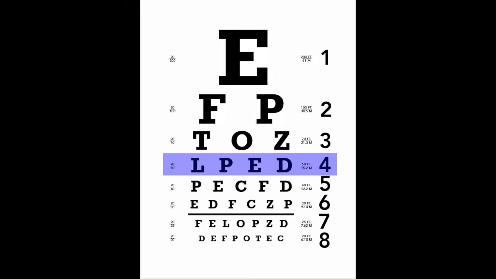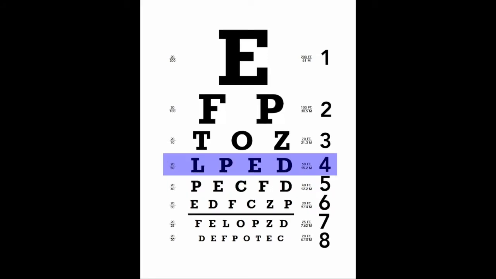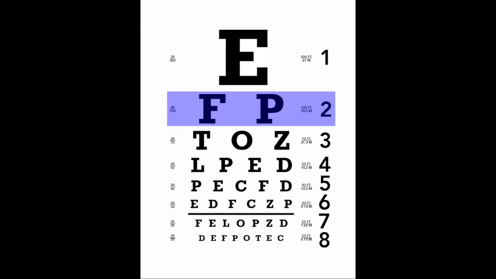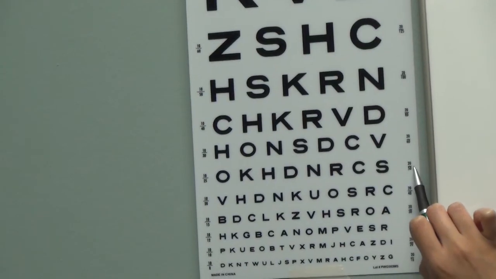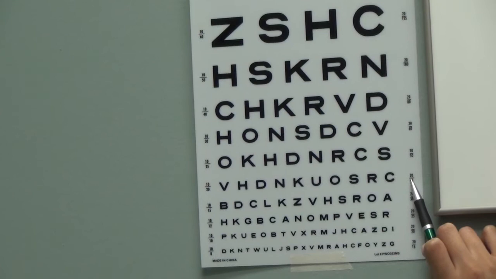If the patient names the letters correctly, continue on to the next line. If the patient is unable to read any letters in that line or guesses at the letters incorrectly, move up a few lines and use that as your new starting point. Continue your way down the Snellen chart until the patient misses more than half the line.